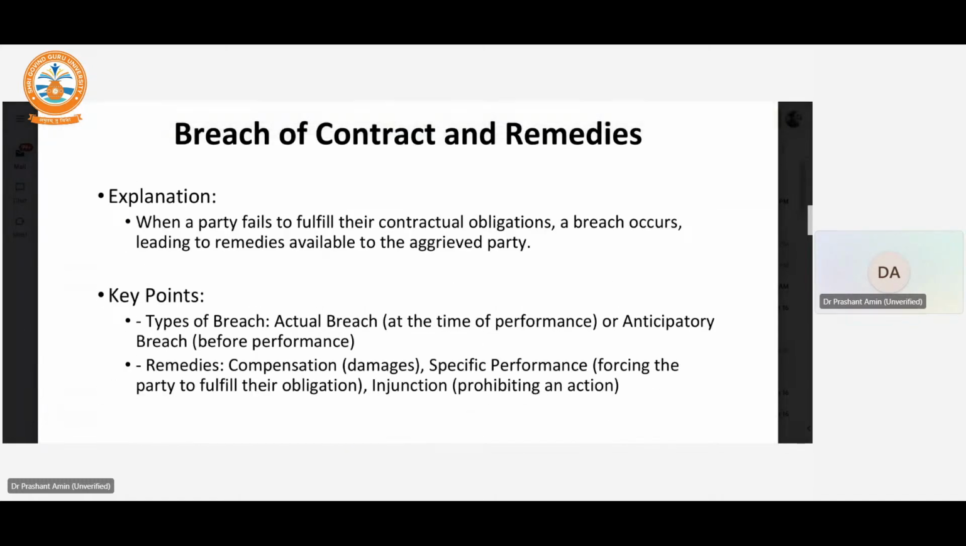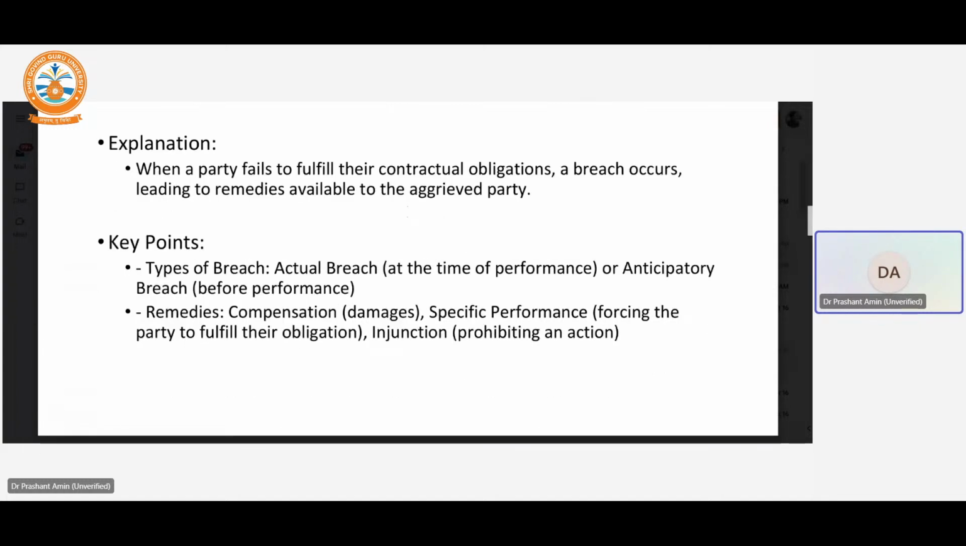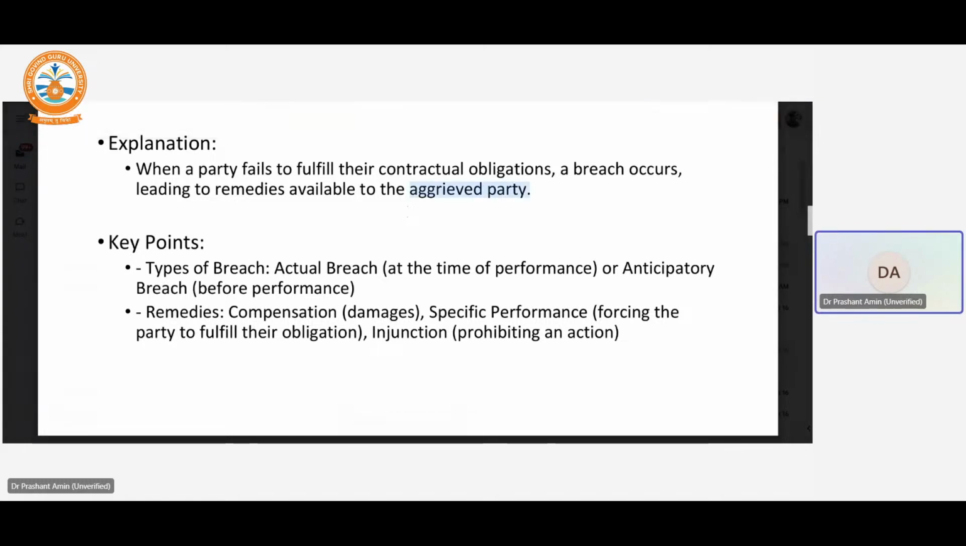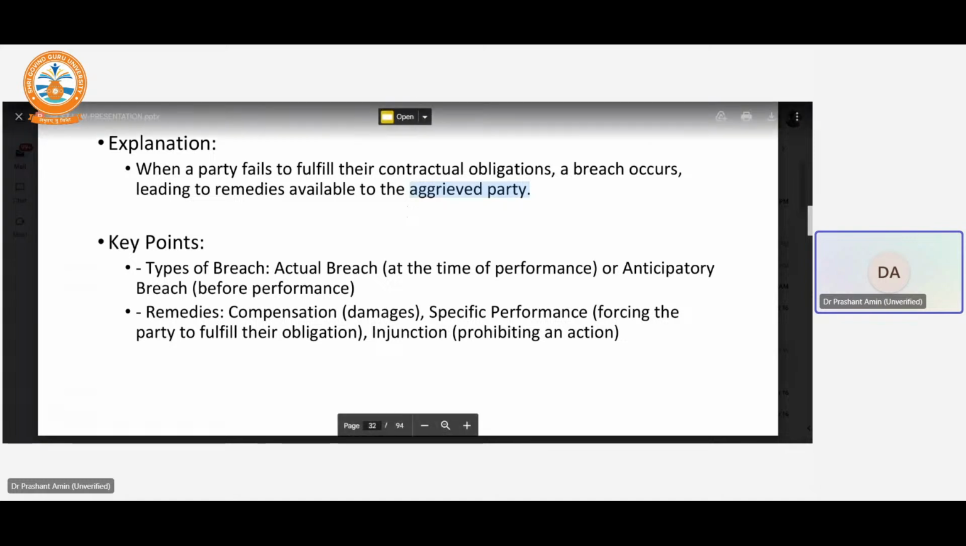Now, if the contract is breached, what remedies are available? When a party fails to fulfill their contractual obligations, a breach occurs, leading to a remedy available to the aggrieved party. The aggrieved party means the party involved in the contractual agreement who is dissatisfied, right?